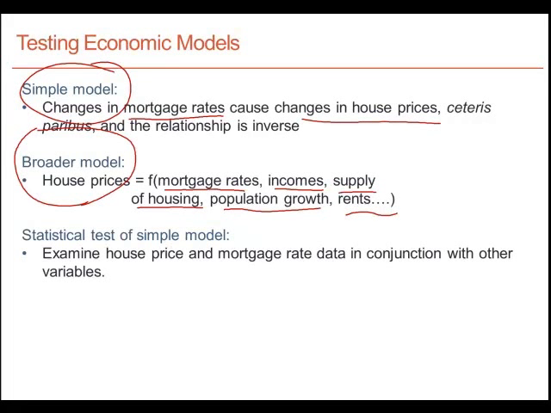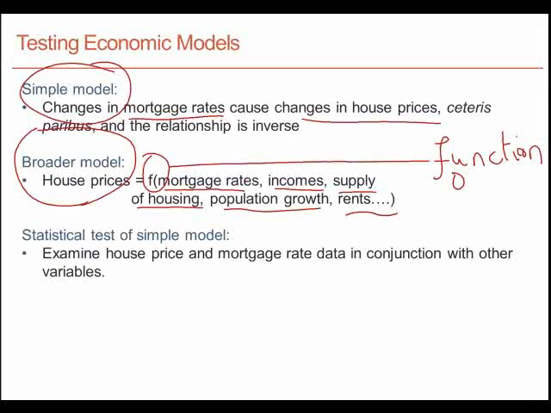When we write the model in this general form, you'll notice that we have used the letter F here. And F is just a shorthand to denote the fact that we are imagining house prices to be a function of all of the things that we write in parentheses that follow the letter F. So it's just a shorthand to denote the fact that there is a functional relationship envisaged between the variables inside the parentheses on the right-hand side and the variable on the left-hand side.